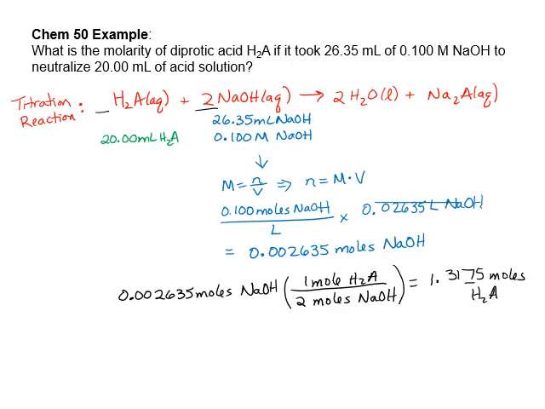This calculation tells us that we must have reacted 1.3175 times 10 to the minus 3 moles of the diprotic acid. What we actually wanted to calculate was the molarity of that acid solution. The molarity of the acid solution is going to be the moles of acid, which we just calculated, divided by the liters of the H2A solution.